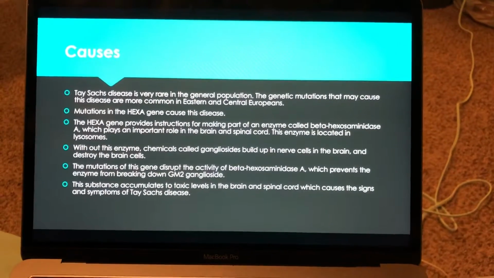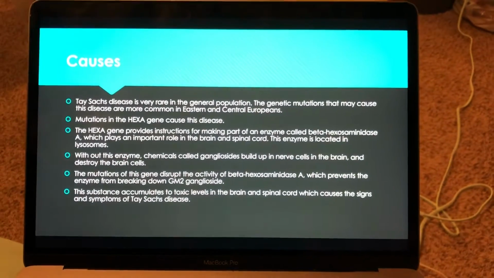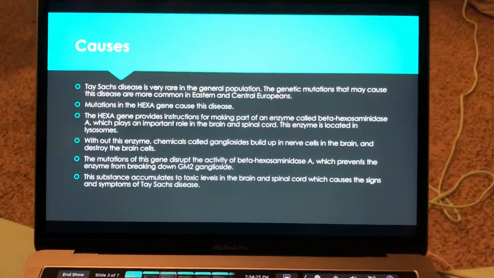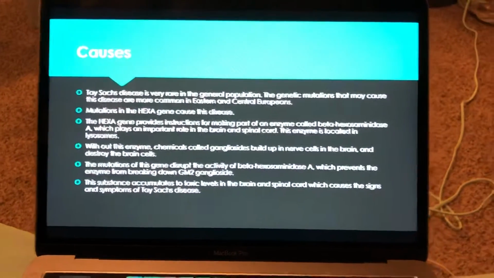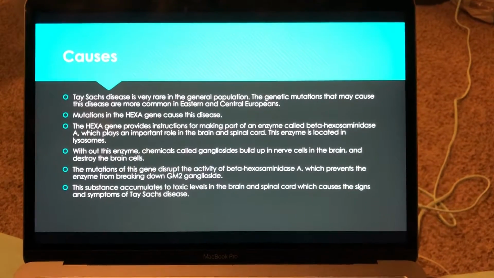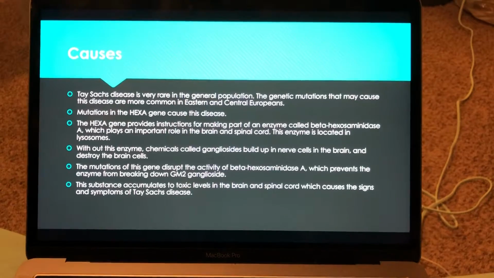The HEXA gene provides instructions for making part of an enzyme called beta-hexosaminidase A, which plays an important role in the brain and spinal cord. This enzyme is located in lysosomes. Without this enzyme, chemicals called gangliosides build up in the nerve cells in the brain and destroy the brain cells.